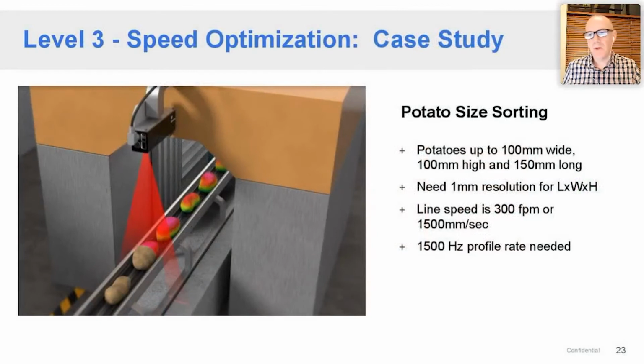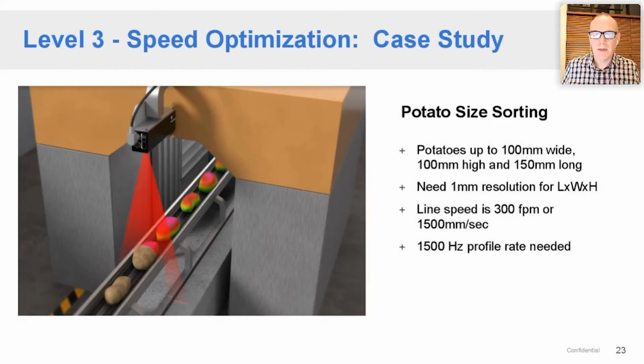So I'll give you an example, and I'll show you just a real quick demo of this using our emulator. So assume you have these potatoes. Len mentioned this before and showed this image before. Let's say they're going down, singulated down a conveyor, and the potatoes have a maximum size of 100 millimeters by 100 millimeters.